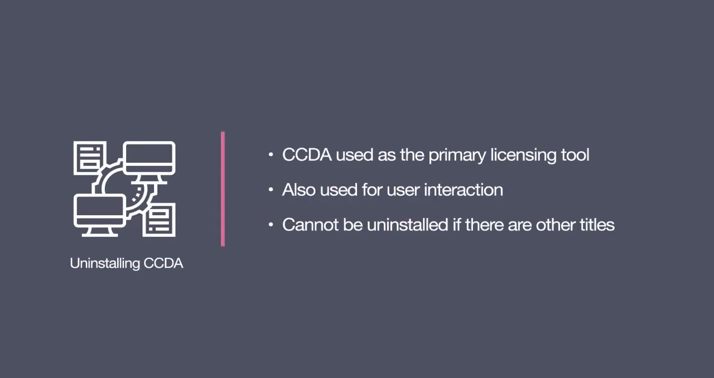With uninstallations, there's one additional gotcha to be aware of. The CCDA cannot be removed if there's at least one Adobe title still present on the device. The CCDA is used for both licensing of local installations as well as user interactions such as Adobe ID logins and prompts. So it kind of makes sense for that one. So whatever workflows you use to remove your Adobe titles, bear that in mind and build around it. Don't expect to be able to leave Adobe titles in place and then try and uninstall the CCDA.